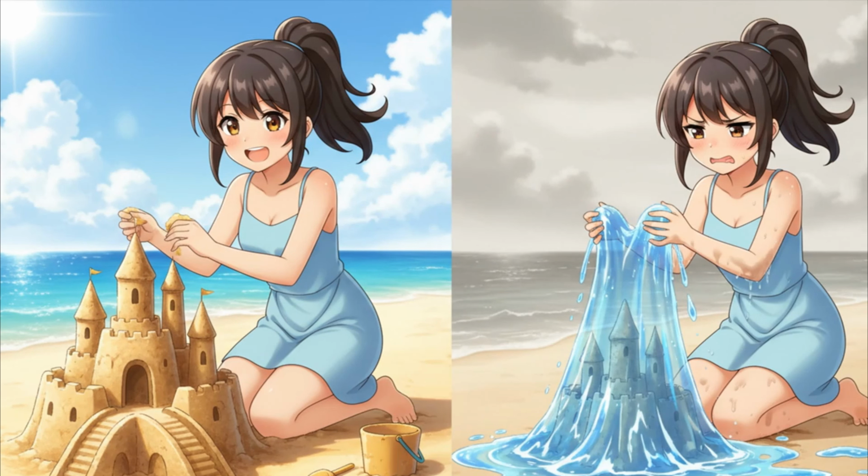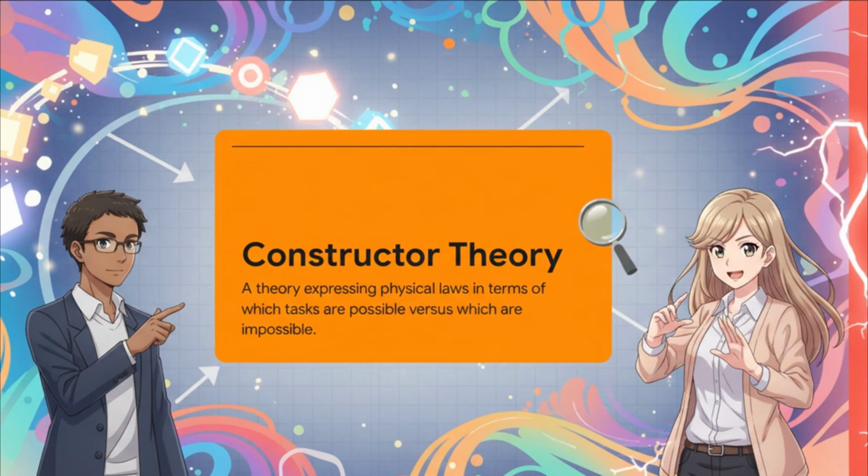You know, our physical laws are fantastic at telling us what will happen if you start with certain conditions, but they don't have a fundamental law that just says this is possible and this is impossible. Ever. I mean, imagine trying to build a castle out of water. Physics can describe every single water molecule, but it doesn't just come out and say, nope, that task is just not on the menu. And that, right there, is where constructor theory steps in.